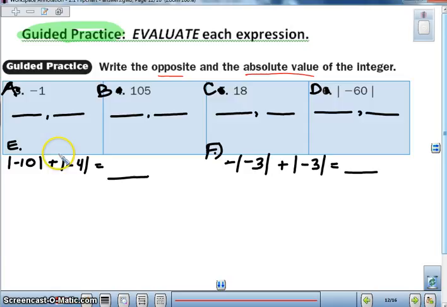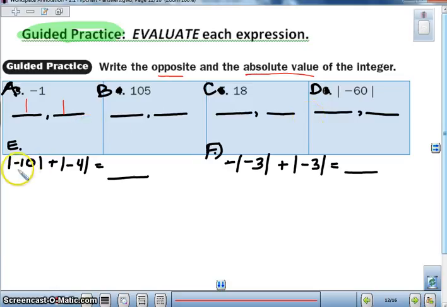Pause the video, and then I'm going to show you again. If we're doing opposite of -1, we should have 1. The absolute value is going to be 1. Try the next ones. We're going to check those in class.